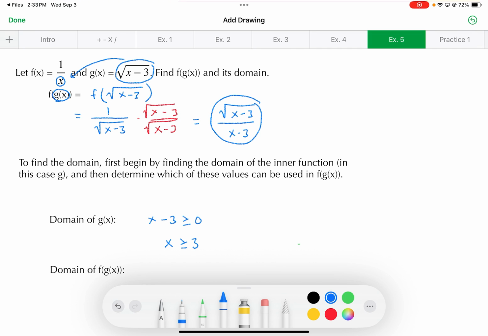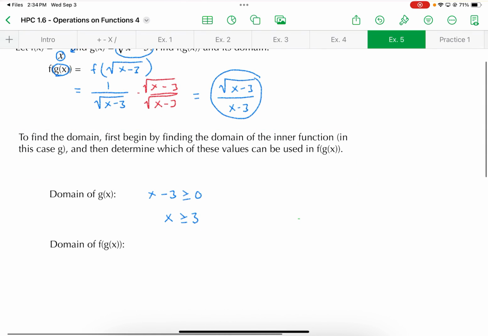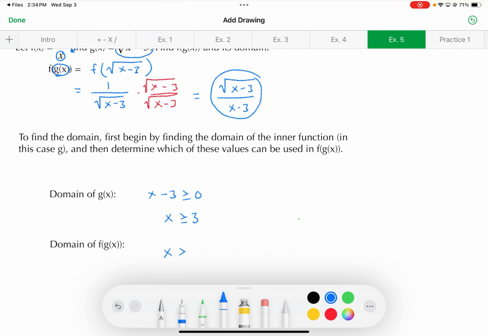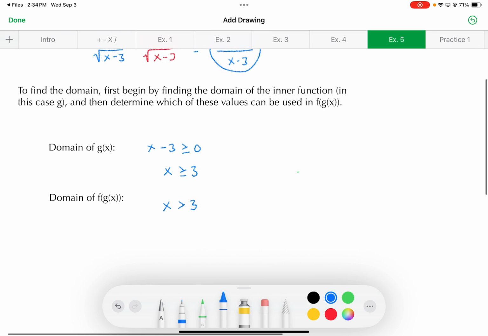Once you come up with the domain of that inner function, determine are there any values from that that cannot be used in this result that we got for the composition? Are there any values that are 3 or greater that I cannot plug into this fraction and get a result? 3 itself, right? It's going to make the denominator 0. So I'm going to have to say the domain for the overall composition is simply x is greater than 3, not greater than or equal to.